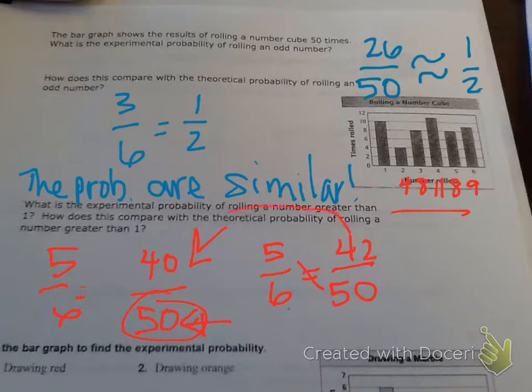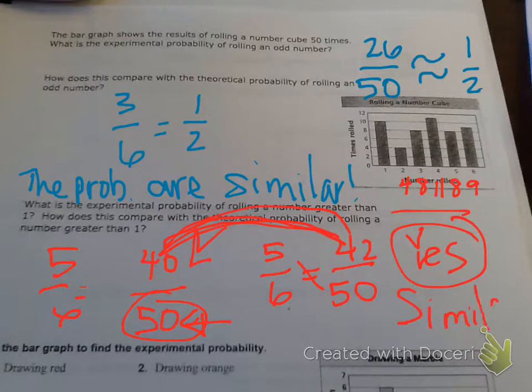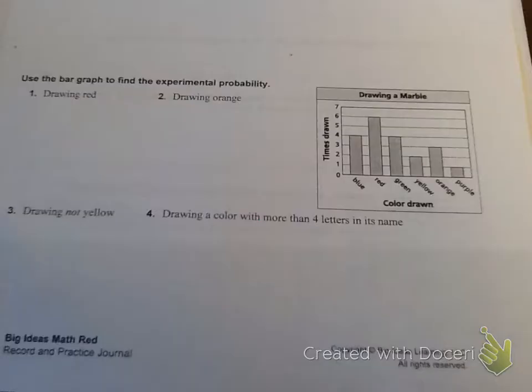So what would you say about the theoretical probability and the experimental probability? Did the experiment have about the results you would think it would have? Yes, they were similar. We came out pretty close to 42. We got 40. Alright, so your homework is to do those last 4 problems based on the bar graph that is given.